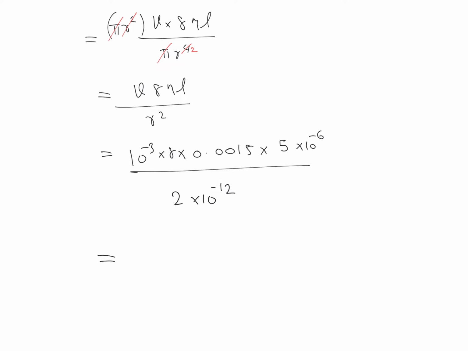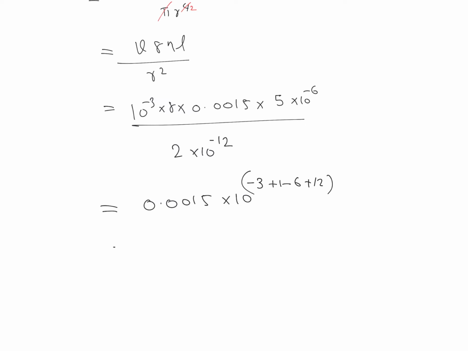So we can write this as 0.0015 into 10 raised to, we will have a term of 10 raised to minus 3 over here, plus 1, minus 6, and when the minus 12 moves up, it becomes plus 12. So this is equal to 0.0015 into 10 raised to 4, which we can write as equal to 15.